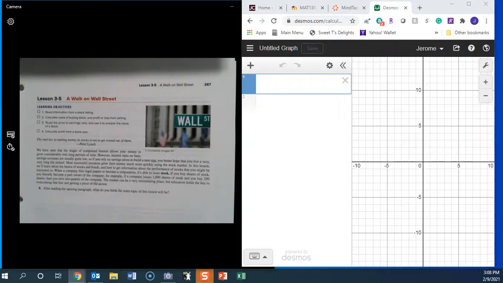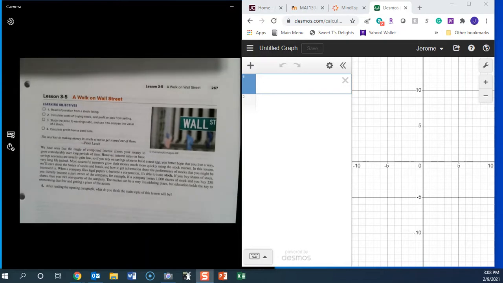Okay, class, we're about to get started on section 3.5, which is on page 267. We're going to cover 3.5 and 3.6 today, and it should be a shorter lesson than it was for 3.3 and 3.4. So with that being said, lesson 3.5 is a Walk on Wall Street, and our learning objectives are to read information from a stock listing, to calculate costs of buying stock and profit or loss from selling.